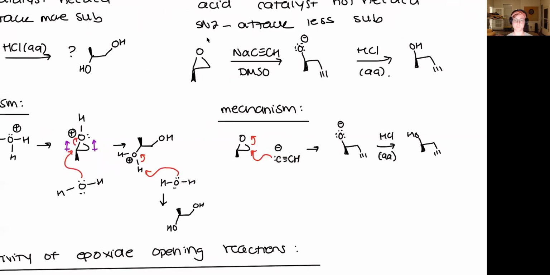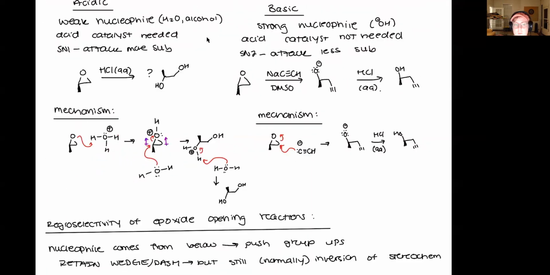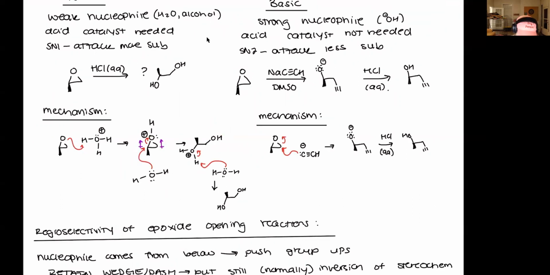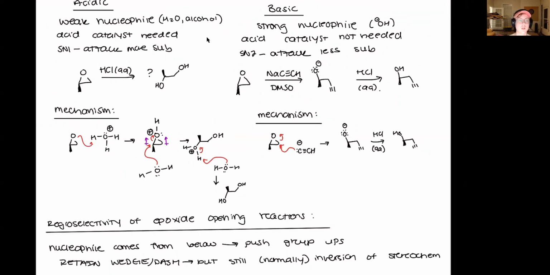And we would get that. So again, the mechanisms for these opening reactions are not super difficult, but knowing the difference between the two, knowing that strong nucleophiles open at the less substituted side, whereas weak nucleophiles require an acid catalyst and attack the more substituted side, is very important.